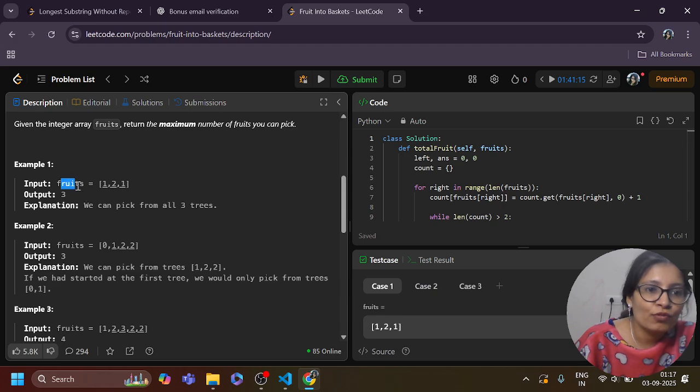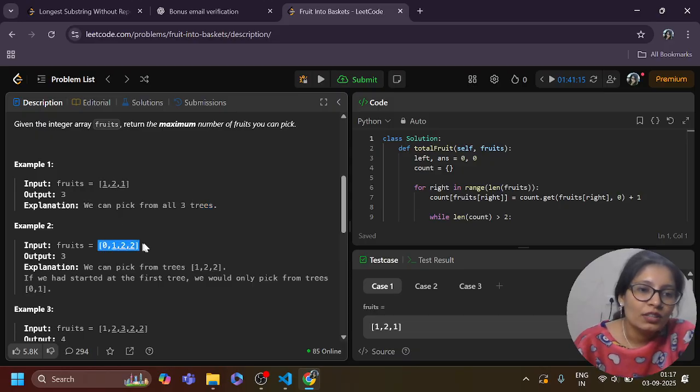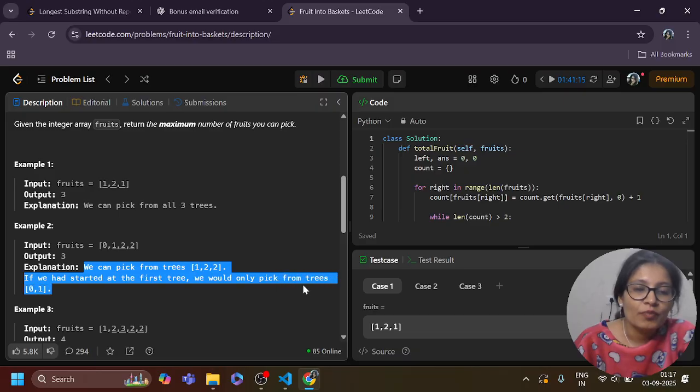If you have fruits 1 2 1, this is our fruit array and we get output 3 here, so we can pick from all 3 trees. Here you can see fruits 0 1 2 2 2, and the output is 3. We can pick from trees 1 to 4. If we had started at the first tree, we would only pick from trees 0 and 1.